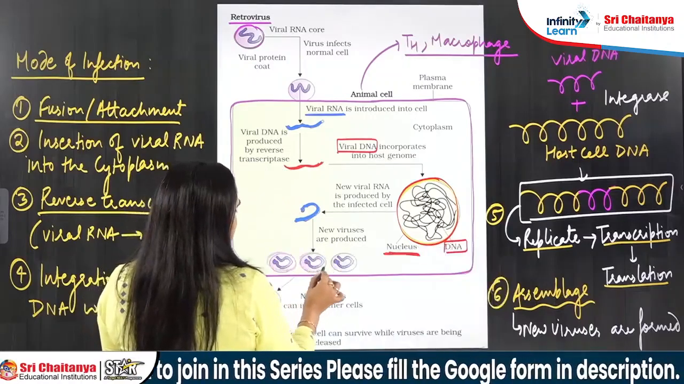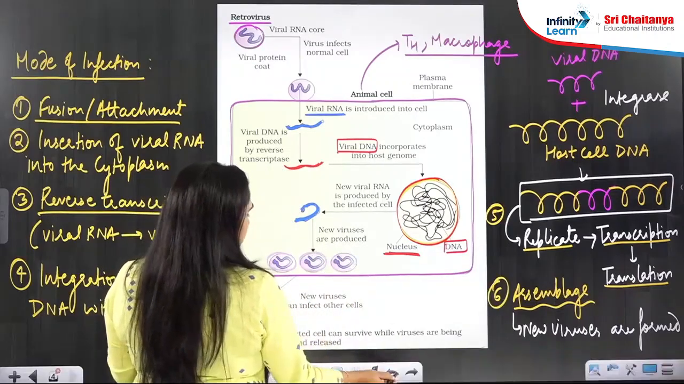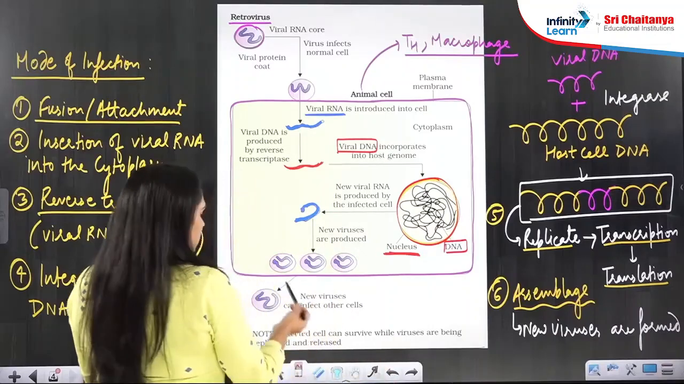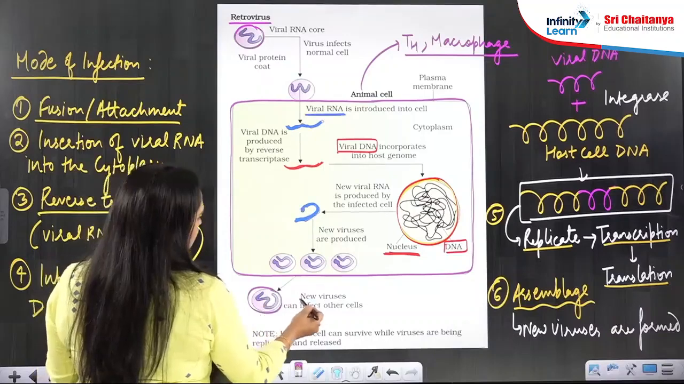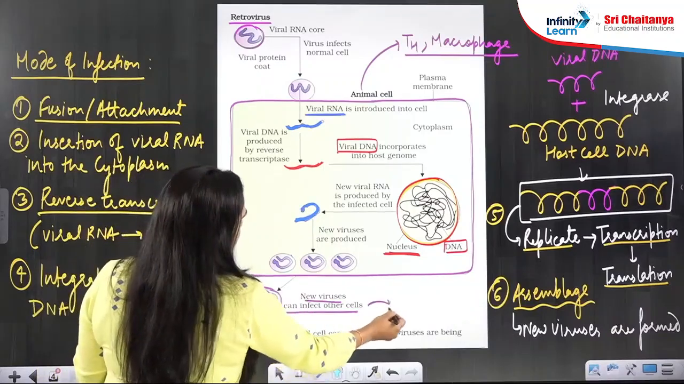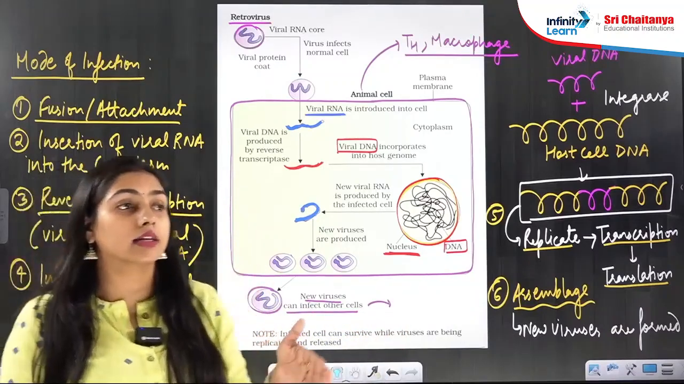You can see the protein codes here, right? So viral RNA and viral protein will make the new virus particle. This is the new virus particle. New viruses can infect the other cells. They will now enter into the other cells.